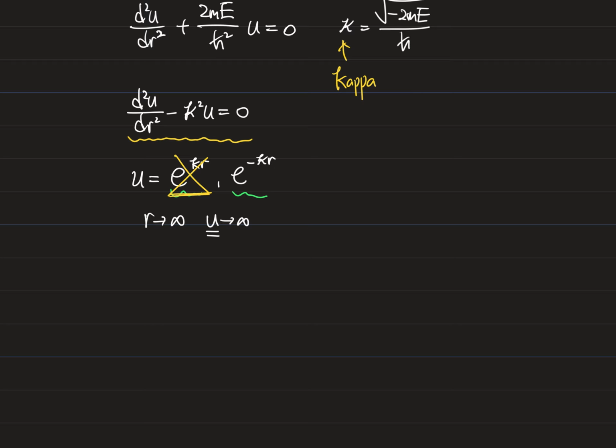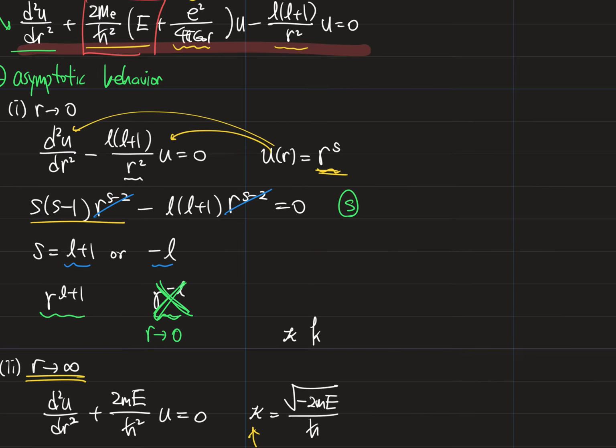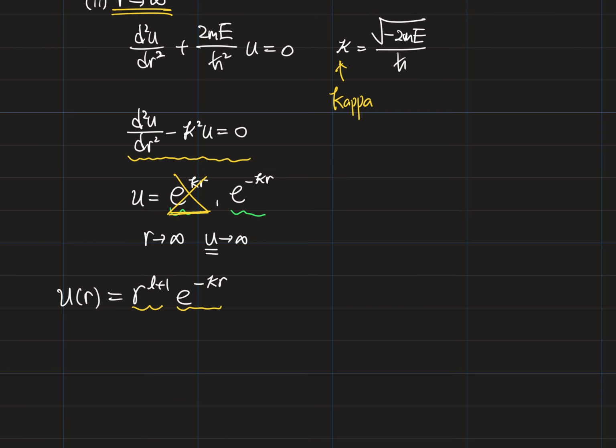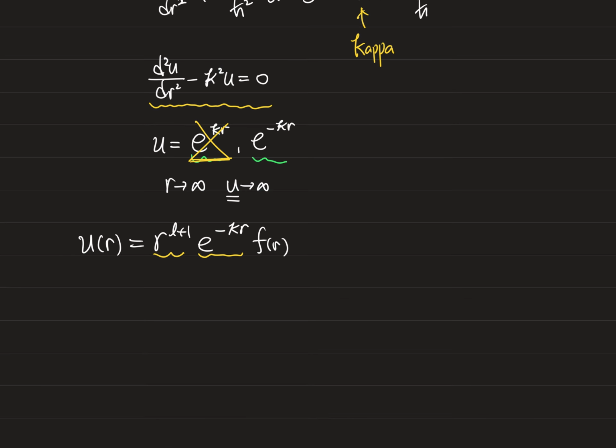So now we have the function u as r to the l plus 1 and exponential minus kappa r. So we know the behavior at both ends, but we still don't know how this function behaves in the middle region, right? So let's say this region can be described by a function f(r). So your u function is given like this.